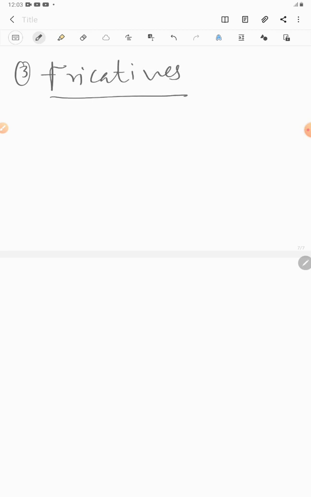Fricatives. So what are fricative consonants? Fricative consonants are those consonant sounds in the production of which the articulating organs are brought so close together that the air escapes through the narrow space between them, which results in the production of an audible friction. Okay, so I'll repeat it once again.